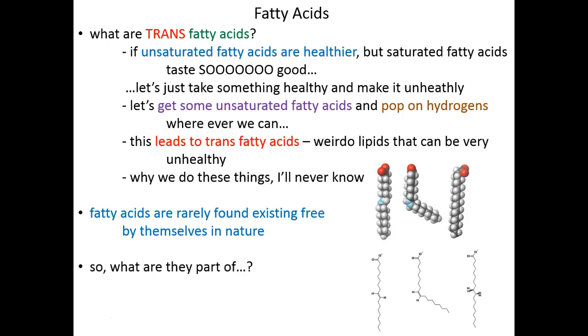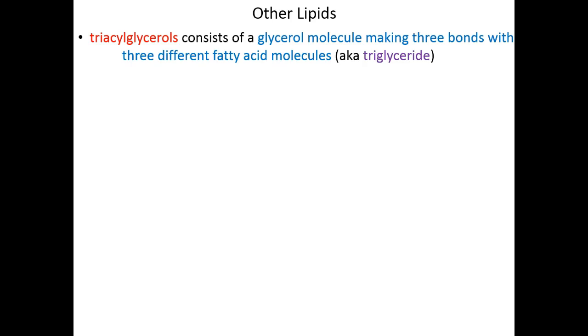So fatty acids themselves, even the healthy ones, even the normal ones like cis and saturated, are rarely found free-existing and free-floating in nature. They are part of larger structures. And so the question becomes, what are they part of? And they are, of course, part of larger lipid-based structures. Larger and larger subunits that come together to eventually form things like cellular membranes. But what are some of the other lipids that these fatty acids can interact with in order to create the biomolecules we need for life? Well, one of the most important other lipids that we need to discuss in that context are triacylglycerols.